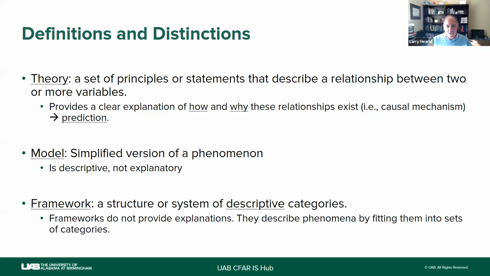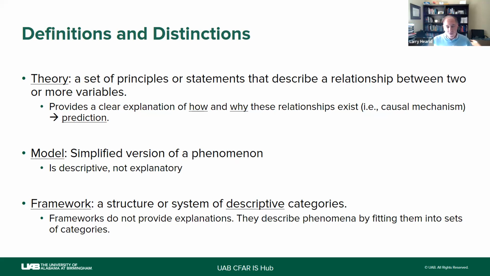A model, on the other hand, is really just a simplified version of some oftentimes more complex phenomenon. And unlike a theory, a model is descriptive. It's not explanatory. But again, in the case of a model, it still oftentimes relates things like variables.